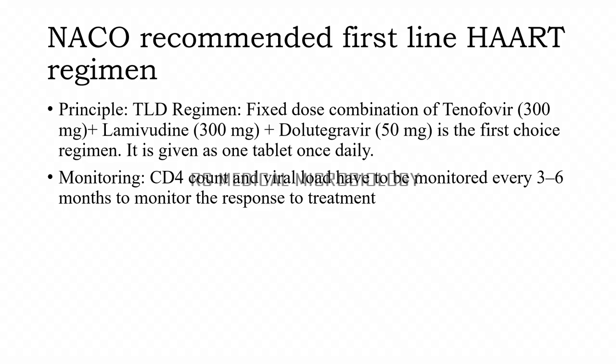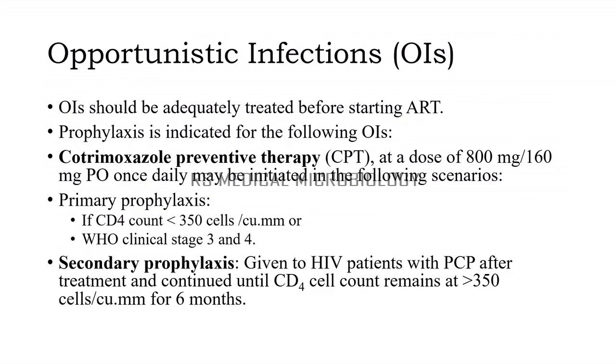You can monitor the CD4 cell counts and the viral load for around 3 to 6 months to monitor response to the treatment. The main problem with HIV is the opportunistic infections. So opportunistic infections should be treated before you start ART. For the most common ones, you give cotrimoxazole therapy once daily for cases where the CD4 cell counts have dropped to 350 cells per cubic millimeter, or clinical stages 3 and 4.